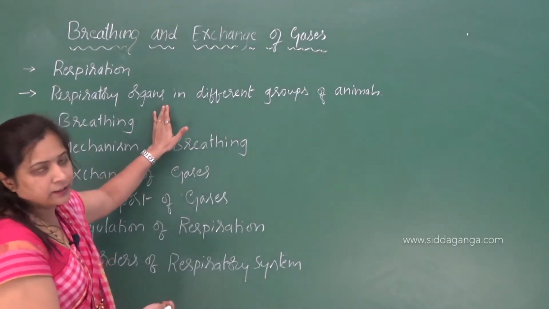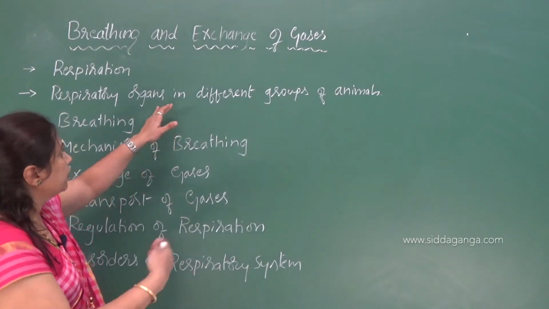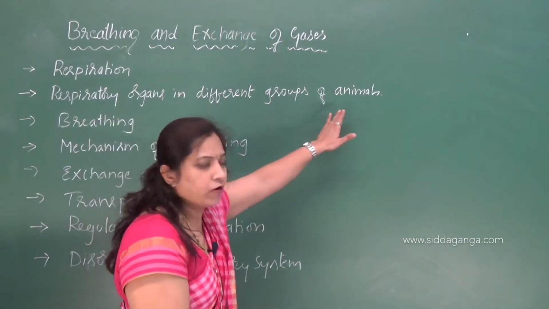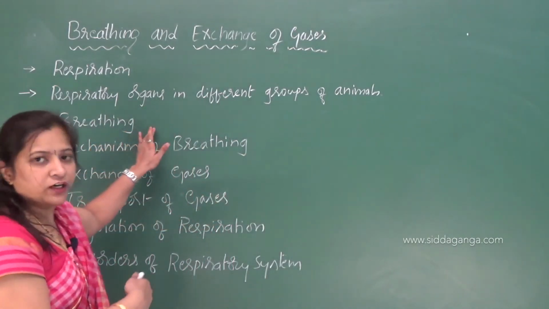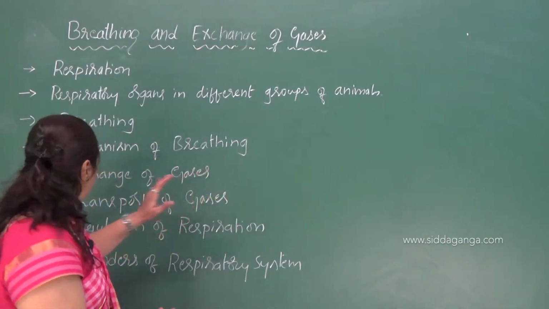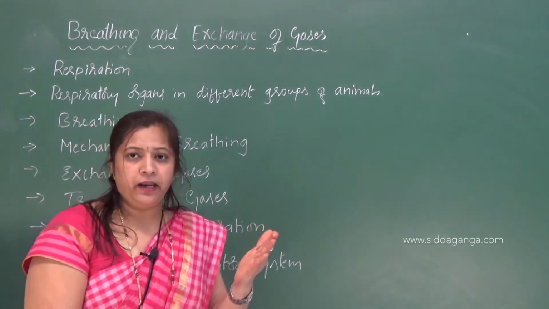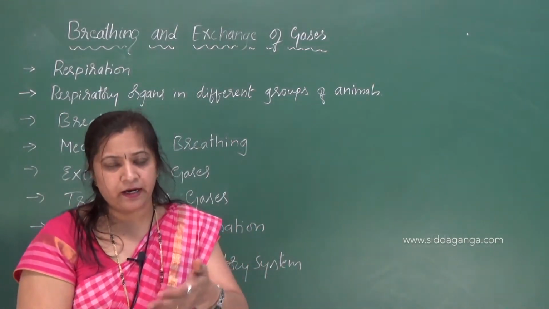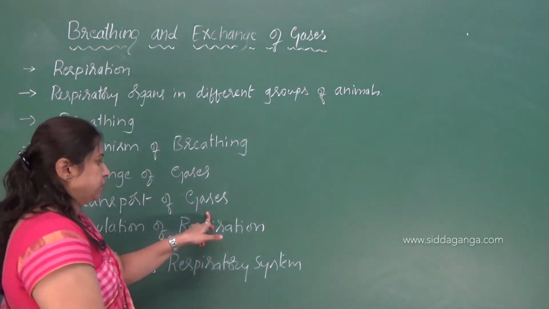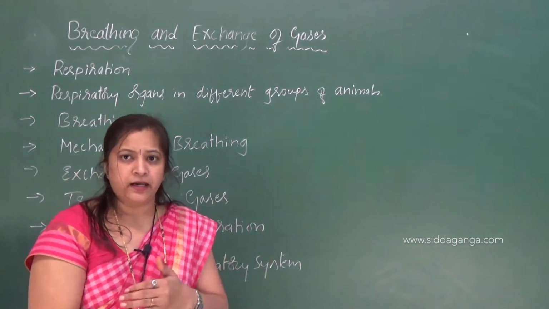That means the organs which are meant for respiration are called respiratory organs, and you are going to learn the respiratory organs in different groups of animals, and what is breathing, mechanism of breathing, and exchange of gases, how the gases are exchanged between the respiratory surface and the blood and between the blood and the body cells, and transport of gases, how the oxygen and the carbon dioxide are transported by the blood.